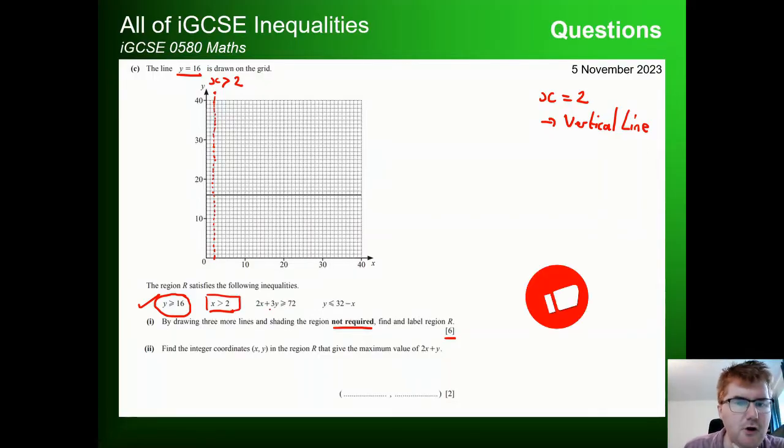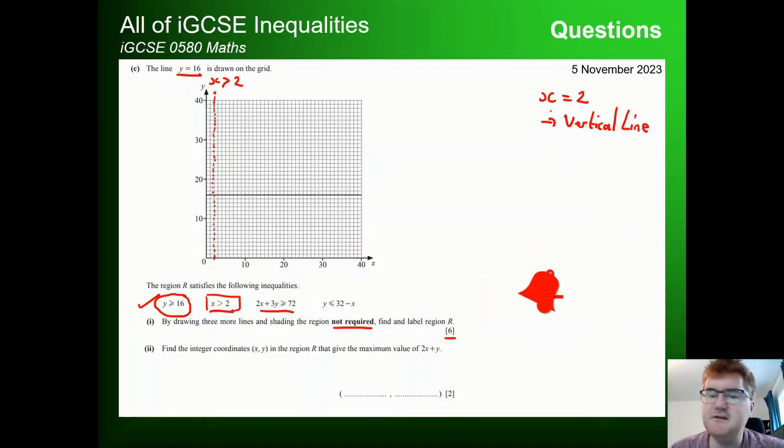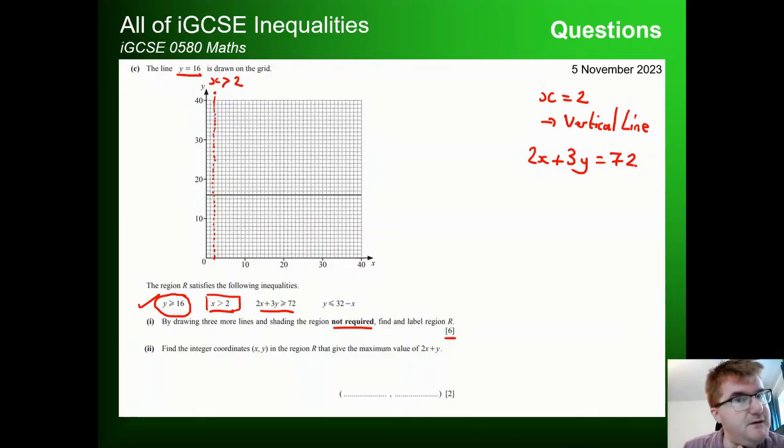Now when it gets a bit more complicated, so we have 2x plus 3y is greater than or equal to 72. Again, I'm going to consider the equation here. So put an equal sign essentially. Now you can do this by a table of values. You could do this by converting it to y equals mx plus c form and then drawing the line. I'm going to show you a quick trick here to do this fairly quickly. What I'm going to consider is essentially the x and y intercepts.